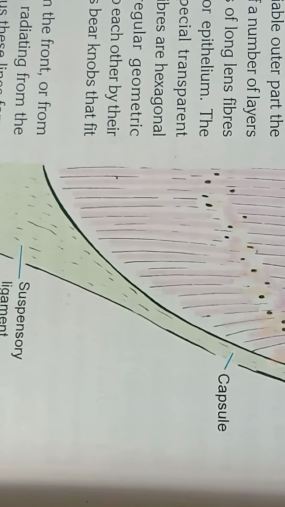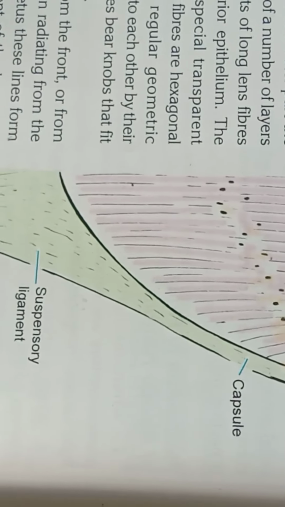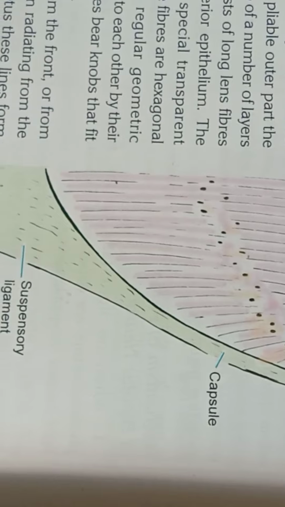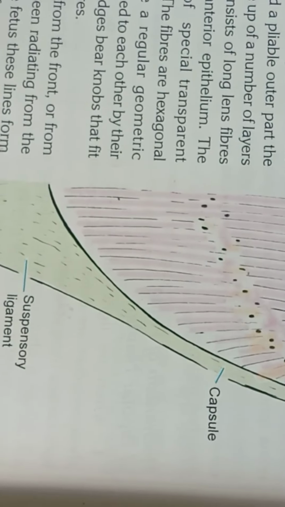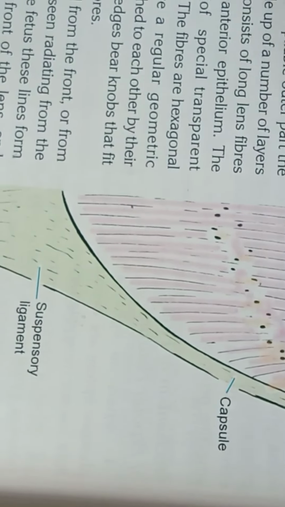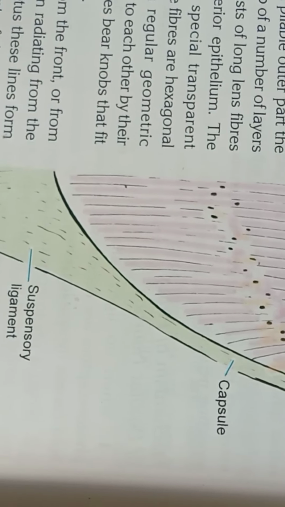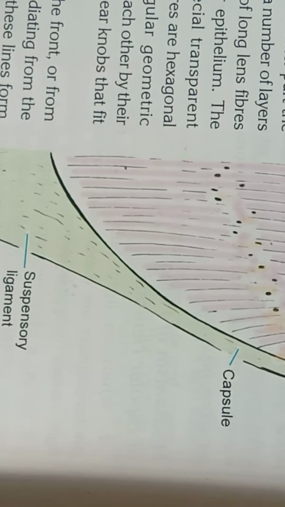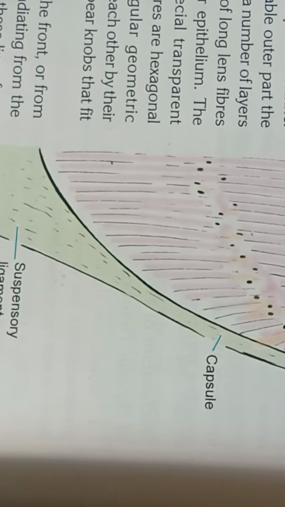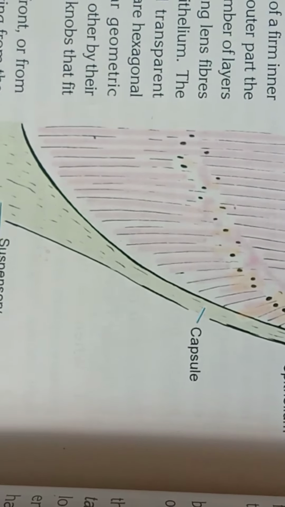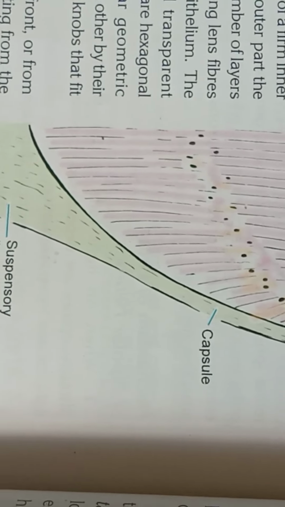The surface of the lens is covered by a highly elastic lens capsule, and deep to the capsule the anterior surface of the lens is covered by the lens epithelium. The cells of this epithelium are cuboidal in nature, and towards the periphery of the lens the cells become progressively longer. You can see at the periphery they become longer and are converted into long fibers to form the substance of the lens. The lens contains about 2000 such fibers.